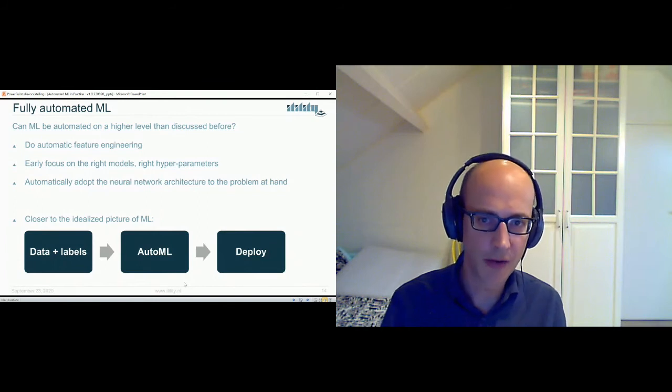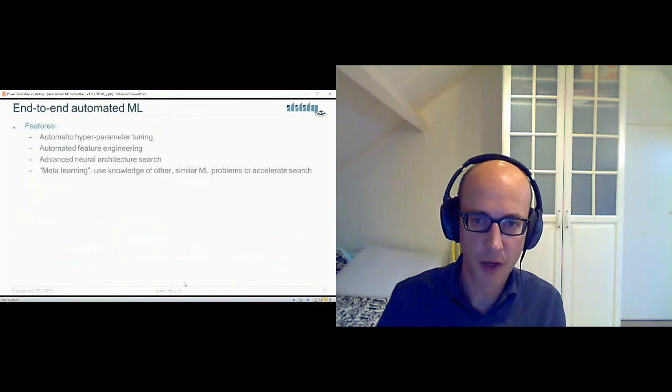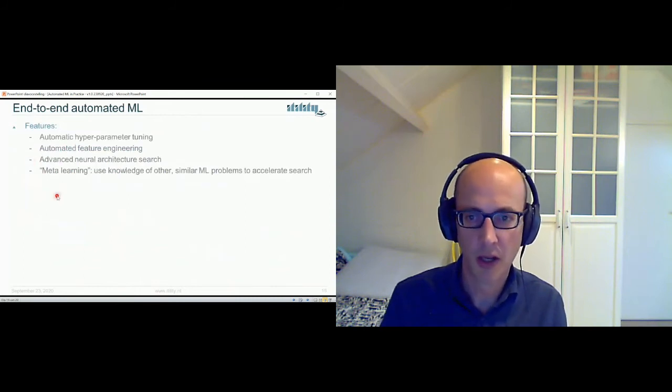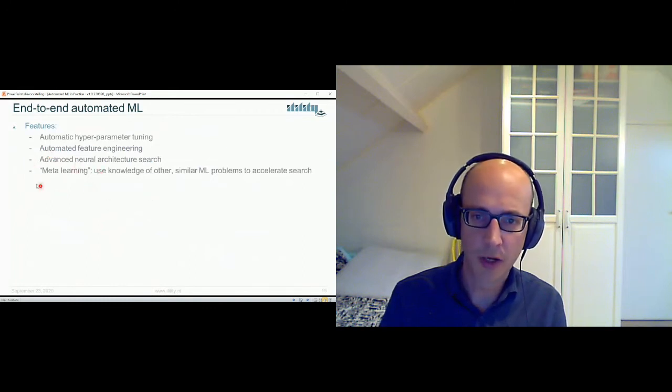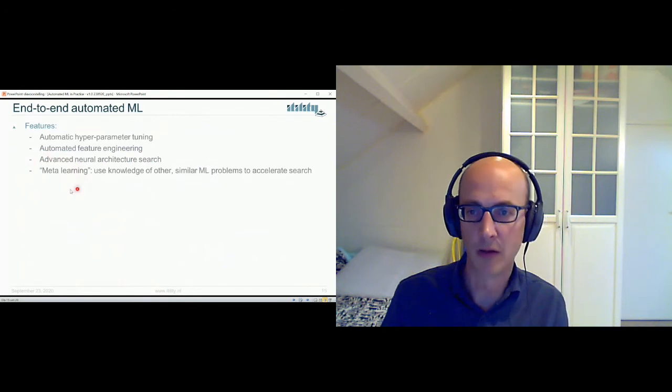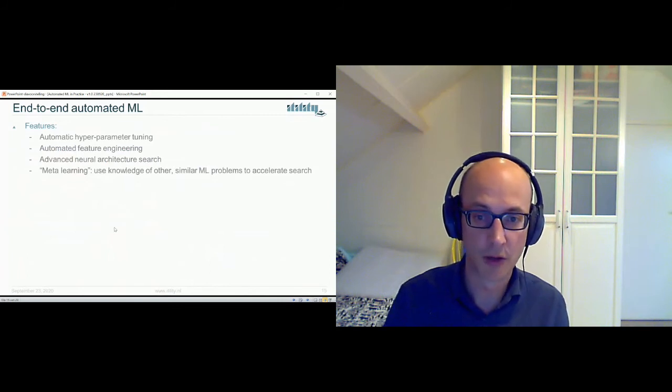So end-to-end automated ML promises this. It has automatic hyperparameter tuning, automatic feature engineering, advanced neural architecture search, and actually it makes it work by using some meta learning. So it uses the knowledge of other similar machine learning problems to accelerate the search.